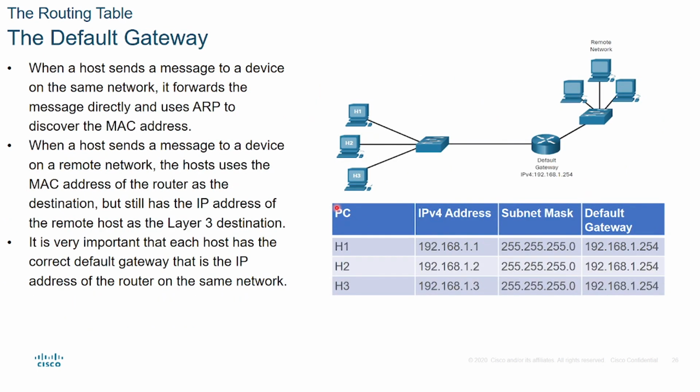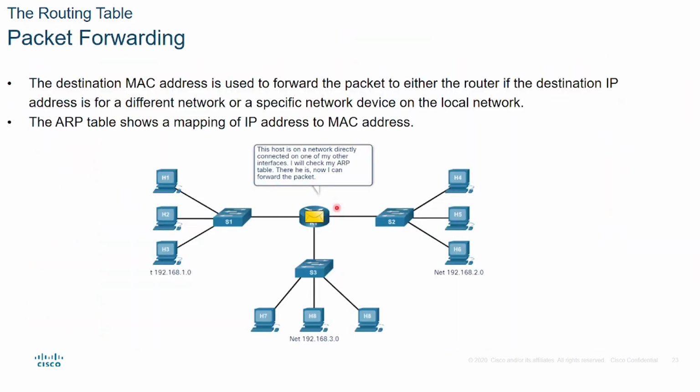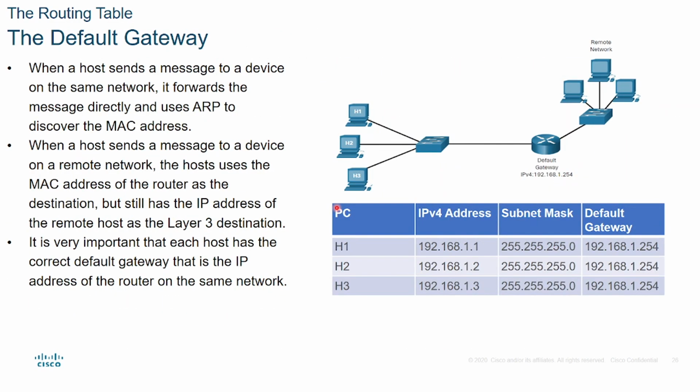Now, you need to know what a default gateway is. When a host sends a message to a device on the same network, it forwards the message directly and uses the Address Resolution Protocol to discover the MAC address. When a host sends a message to a device on a remote network, the host uses the MAC address of the router as the destination, but still has the IP address of the remote host as the layer 3 destination.